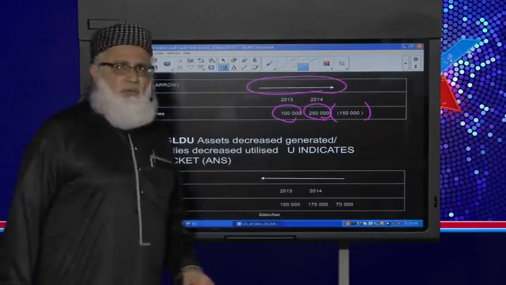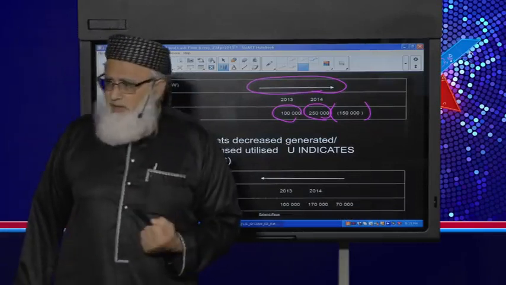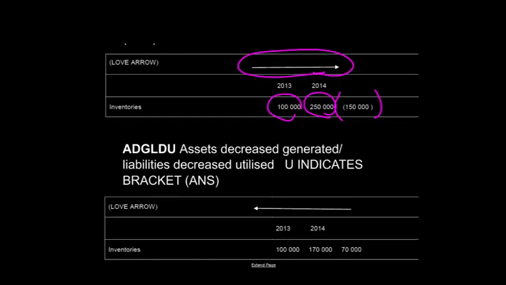And then, just before the break, we're going to teach you some French. Maybe? French? Okay, try this one here. What does this mean? When an asset decreases in value, we are generating funds. And when a liability decreases in value, we are utilizing funds.